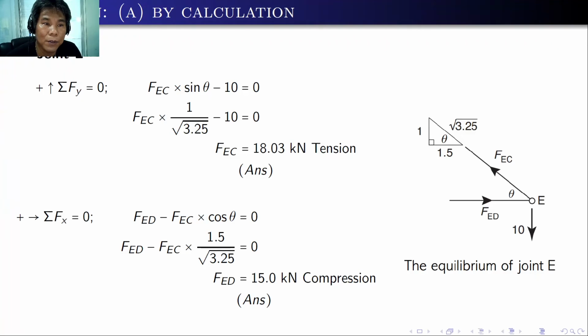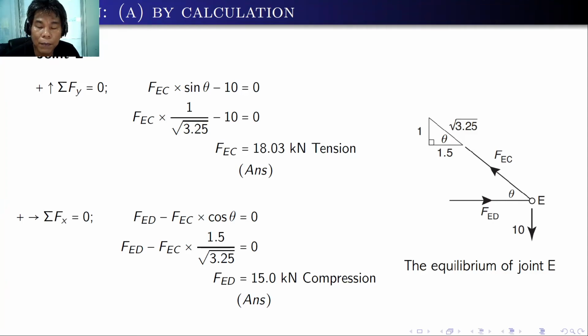So in this case, we will use summation forces y is equal to 0, assuming vertical forces going up as positive. So the component of FEC is equal to the vertical slope, 1 over the square root of 3.25, times FEC, or that's FEC times sine theta, minus the vertical force of 10, which is going down. So here you can compute the force FEC, that's 18.03 kilonewton, and since the result is positive, we are right with our assumption that it is in tension.